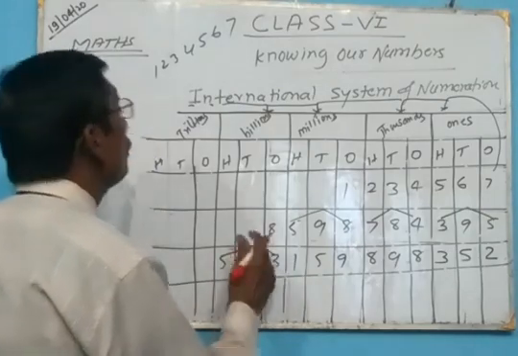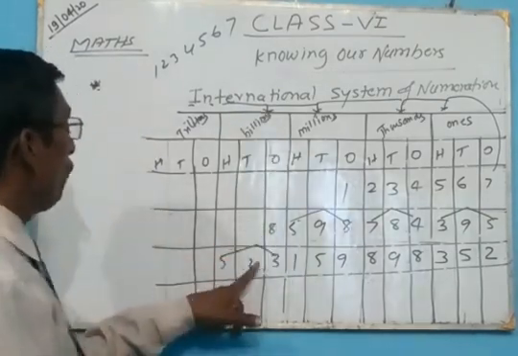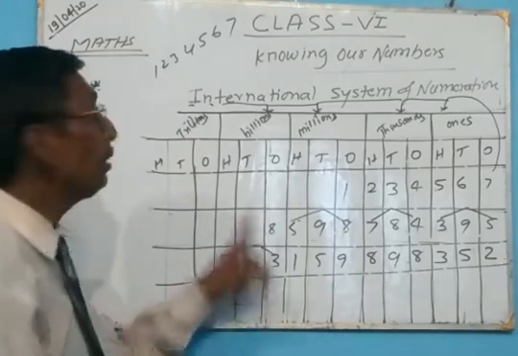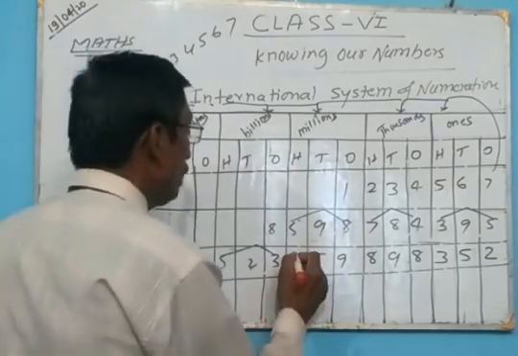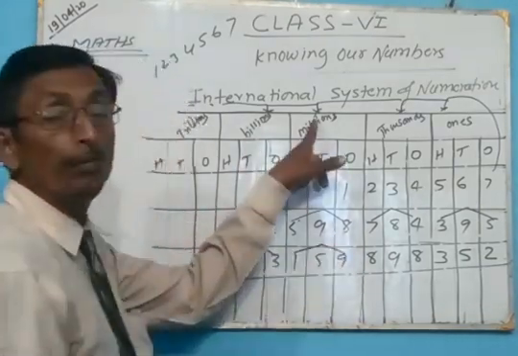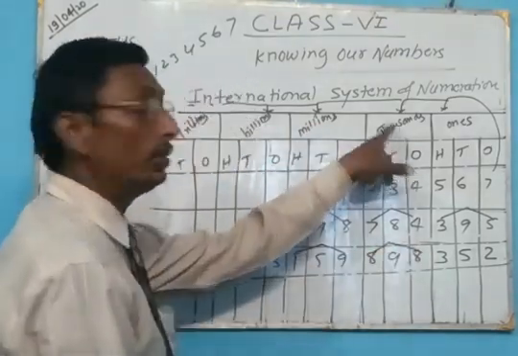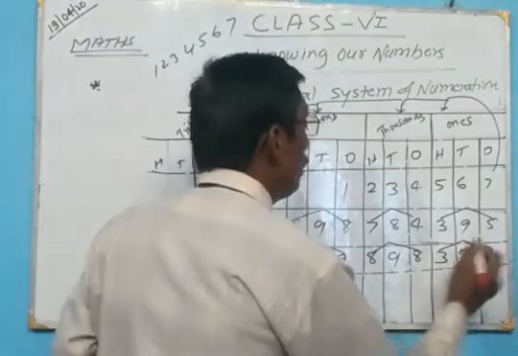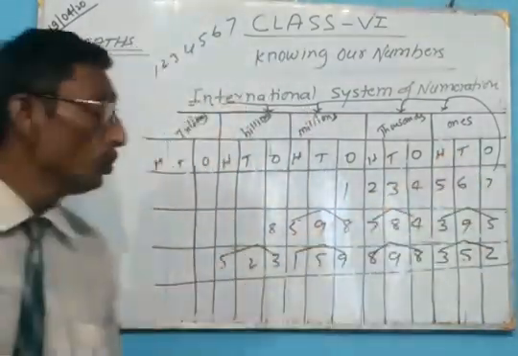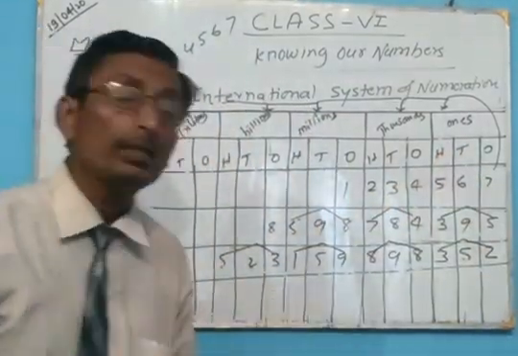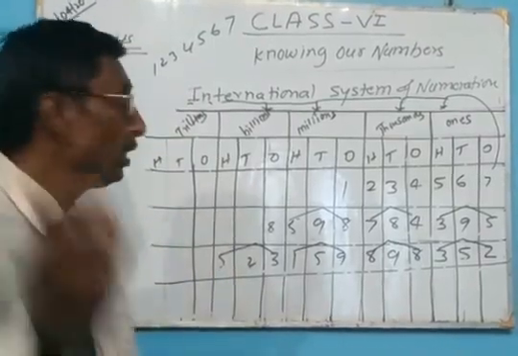523 billions, 159 millions, 898 thousands, and 352 ones. So we represent any other numbers like this.